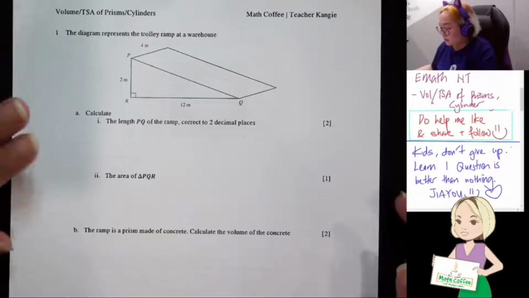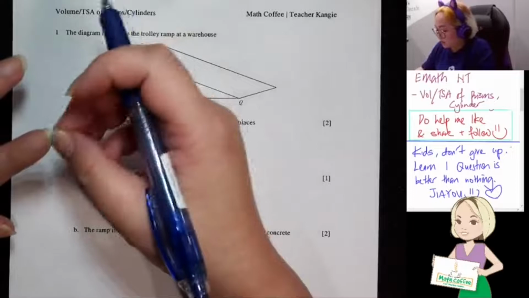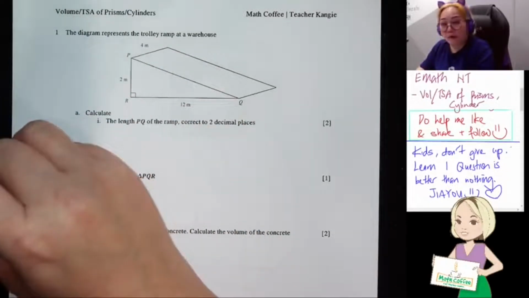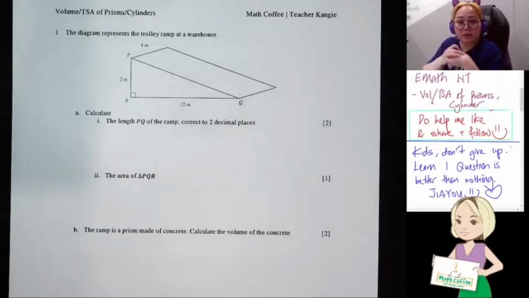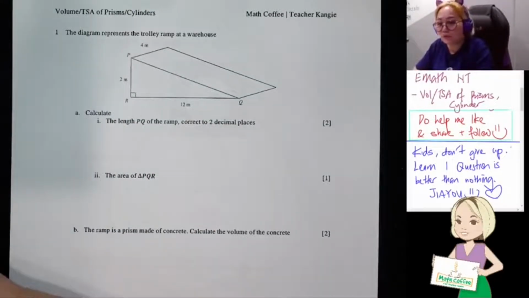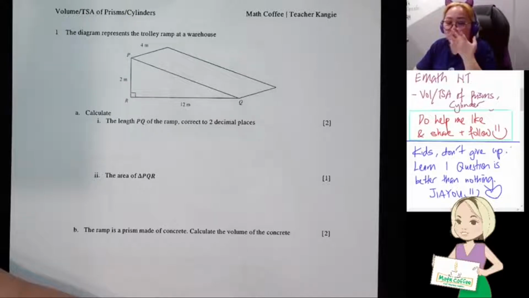So this first question, take note that this is normal tech, volume and total surface area of prism and cylinder. But of course, in express and normal acad, this also applies to you all, because you also learn volume of prism as well as cylinder. The only difference is you might not see too complex questions here. But of course, like I always say, your basic and foundation must be good before you can actually learn tougher stuff, okay?